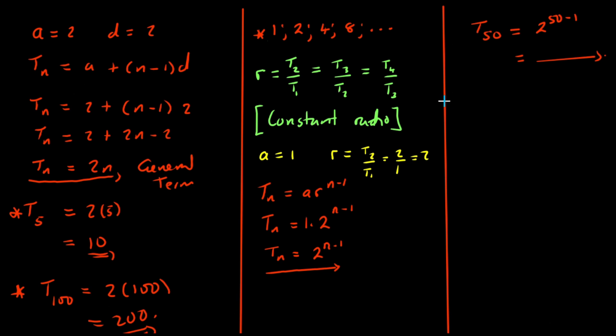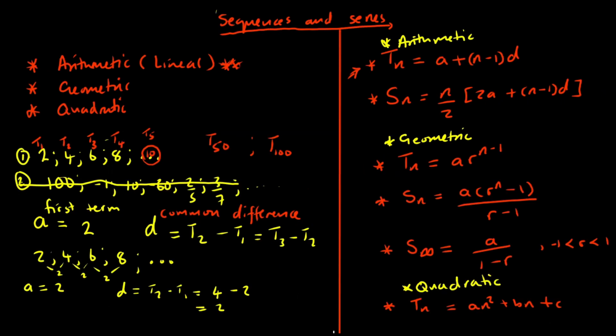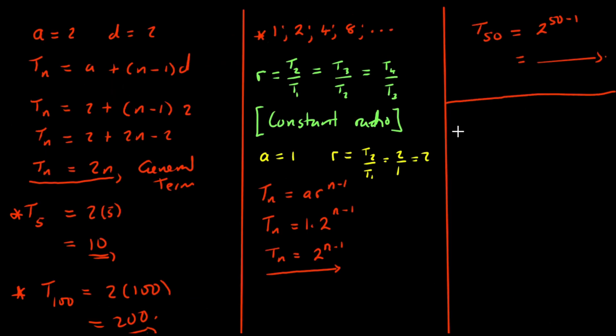Sometimes, ladies and gentlemen, we may be given that arithmetic sequence, 2, 4, 6, 8, but this time around it is given as 2 plus 4 plus 6 plus 8 plus so on and so on. As long as I am now adding, it's no longer a sequence, but I am now dealing with a series.